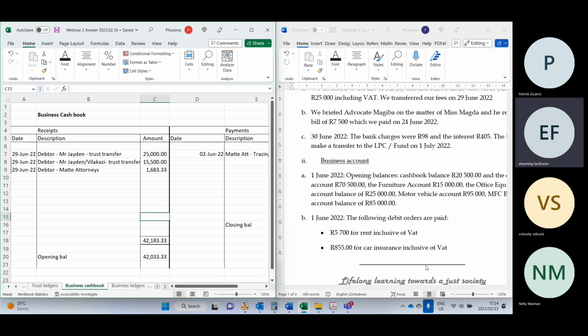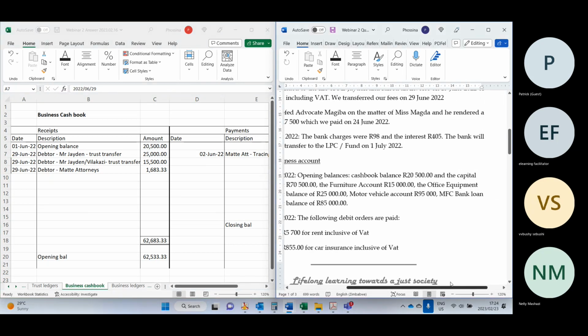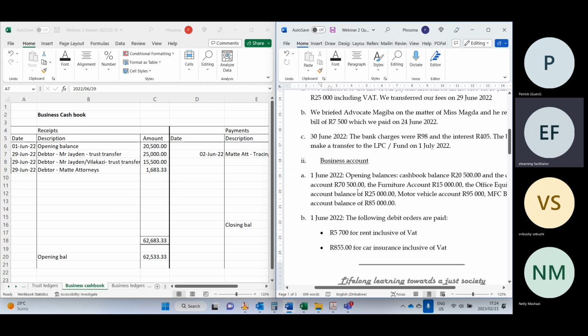The cash book had a balance of 20,500. So this is on 1 June. I'd left some space for us to be able to record. So this is our opening balance, 20,500, like that. And then we are told that the capital account is 70,500. So we go to our business ledgers.